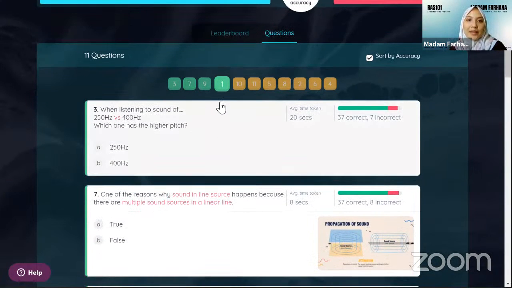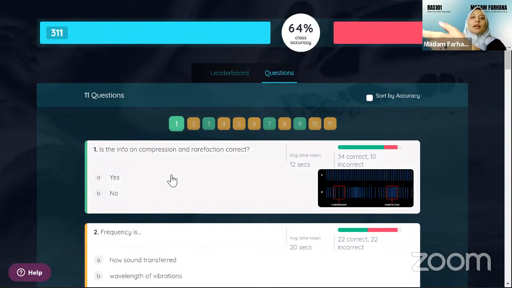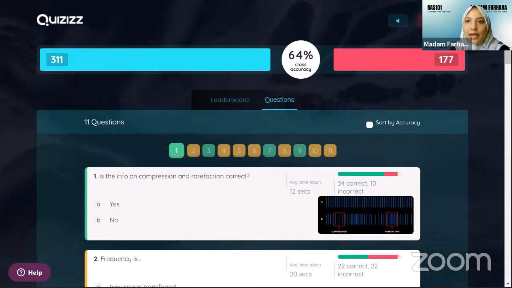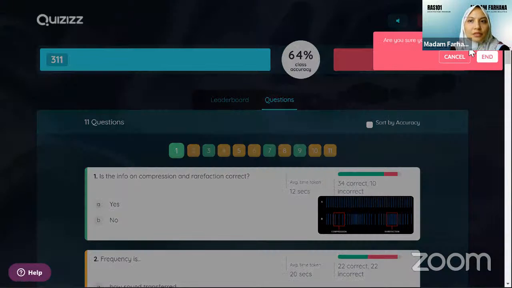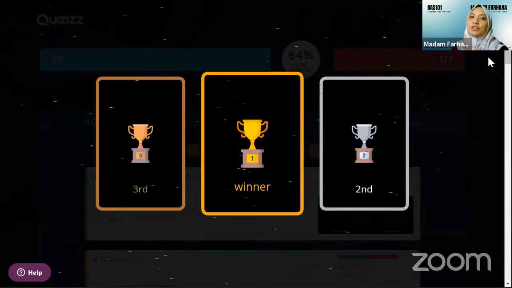The first one, when listening to sound, let me share screen, it's easier. So new share screen. First question, this one. This picture, does it show compression or refraction? I think maybe I should click in game first. Good. Now we know the winner.